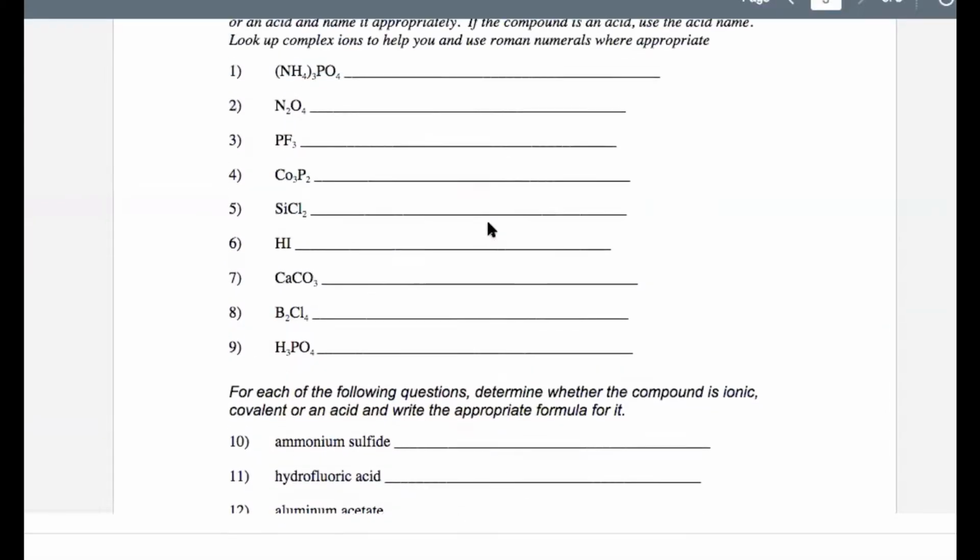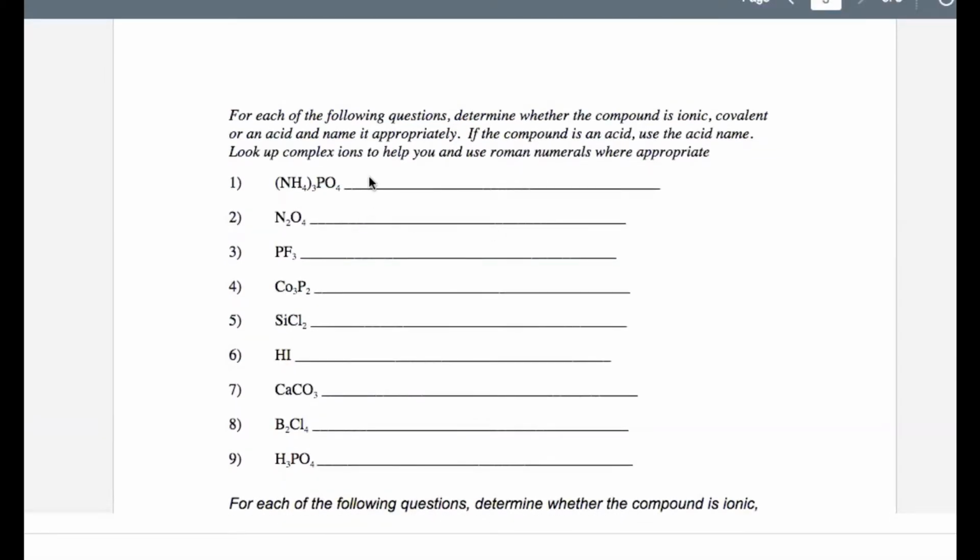Can you guys see the worksheet again? Yes. All right, so it's number 1. What do you say? What's your prognosis? So it has ammonium. So that would be ionic? That one's ionic. So that's a special case. It's all non-metals. It's nitrogen, hydrogen, phosphorus, oxygen. But you see this is a special case where a group of non-metals acts like a metal. So we have an exception right off the bat, but that one's ionic.